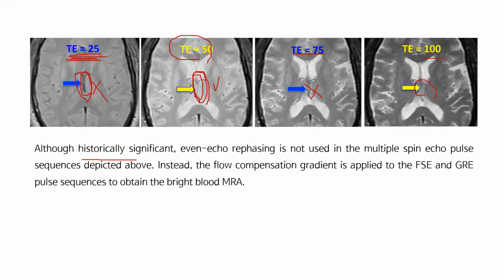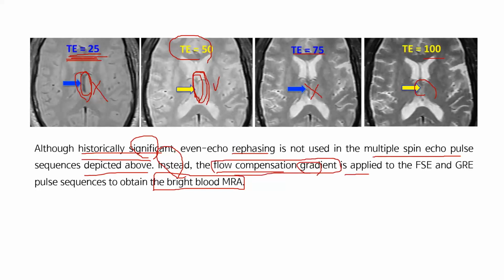Although historically significant, even echo rephasing is not used in the multiple spin echo pulse sequences depicted above. Instead, the flow compensation gradient is applied to FSE and GRE pulse sequences to obtain bright blood MRA. We will discuss this flow compensation gradient in detail later.